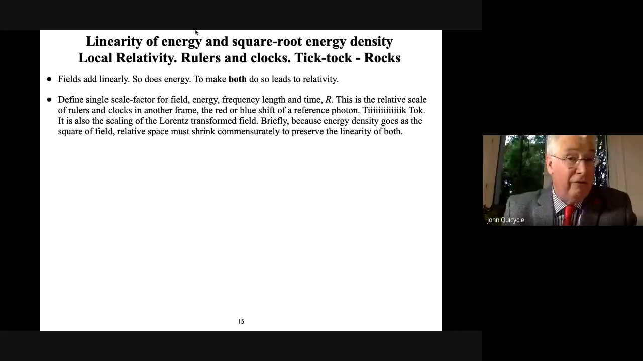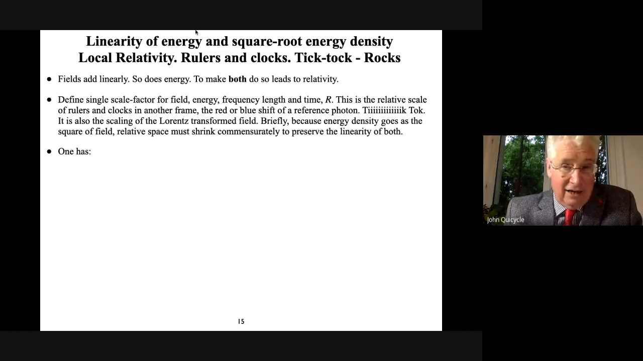So a photon clock goes tick, tock, backwards, forwards, inside a box in your rocket. And if you move the rocket, you see it going tick, tock at a different rate. Garnet wanted to discuss this in one of the Sunday talks a little while ago, so check that out. It's also exactly the scaling of a Lorentz transformed field. Fields don't transform like four vectors, they transform like fields. But briefly, because energy density goes as the square of the field, in order to get things to fit and work, relative space and time must shrink and expand commensurately to preserve the linearity of both, because otherwise something's messed up in terms of the linearity of both. And doing that gives you exactly the Lorentz transformation, as I'm now going to show.